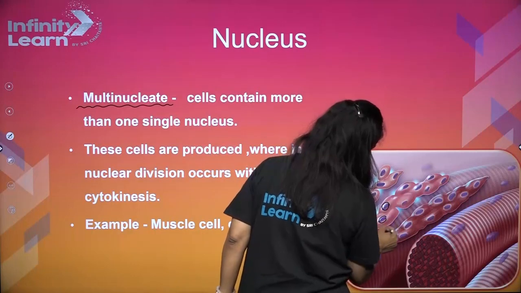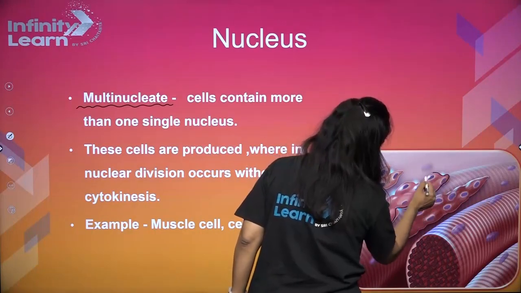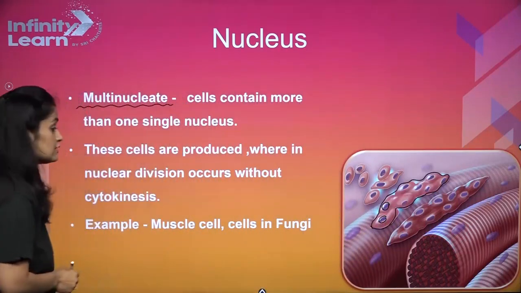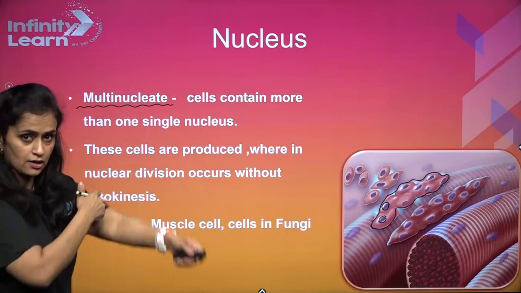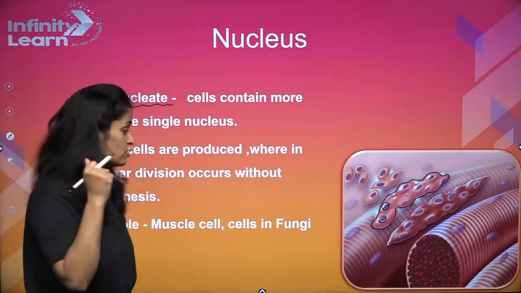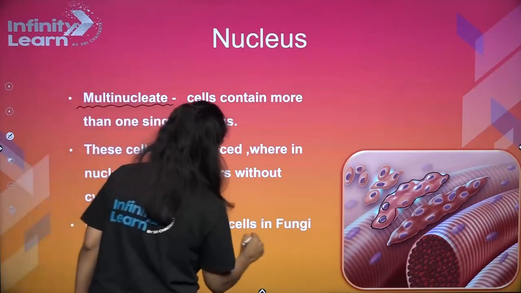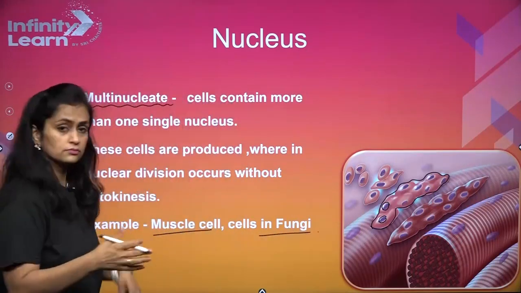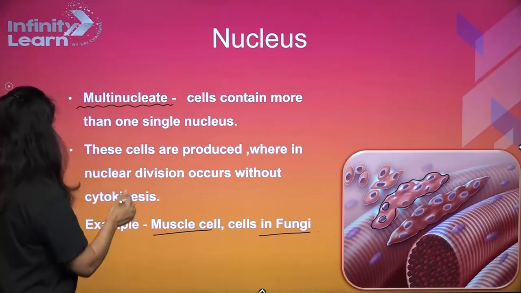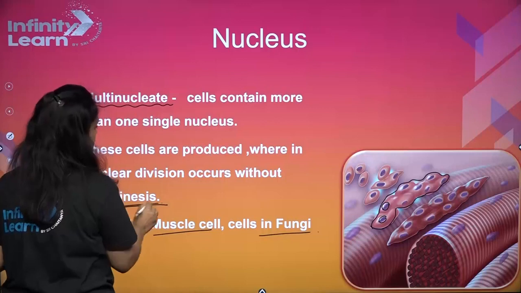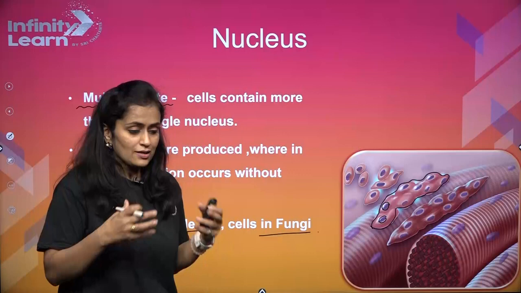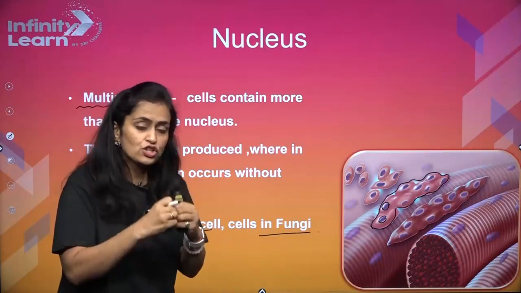So can you see this? So this is a muscle cell, right? A spindle shaped cell, a muscle cell, and they have a lot of nuclei in it, skeletal muscle cells, right? So why is that so? Even the fungi, yes, even the fungi, examples are fungi and muscle cells. So basically what happens is during cytokinesis, where cytokinesis is not happening and the cell is dividing. Cytokinesis is the process of division of cytoplasm.